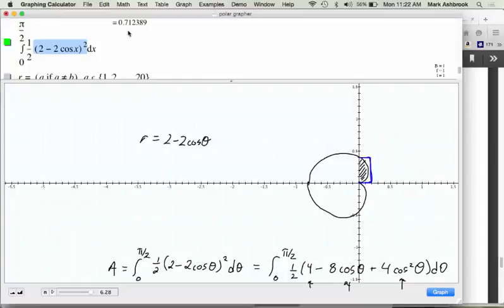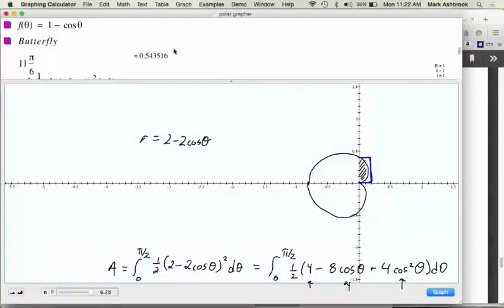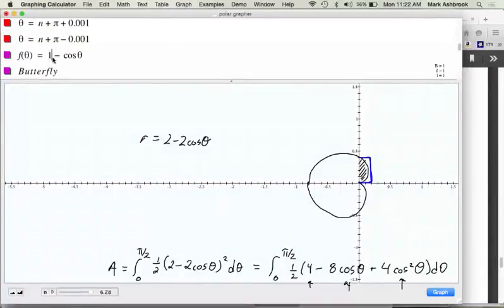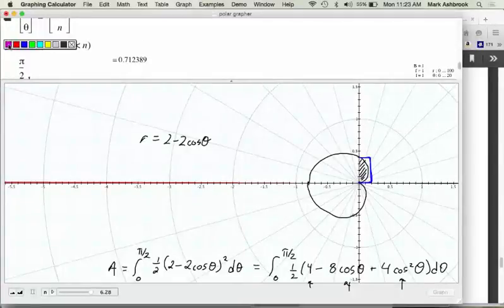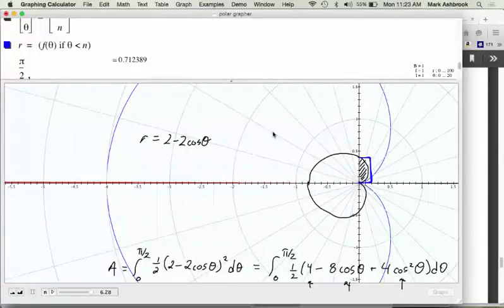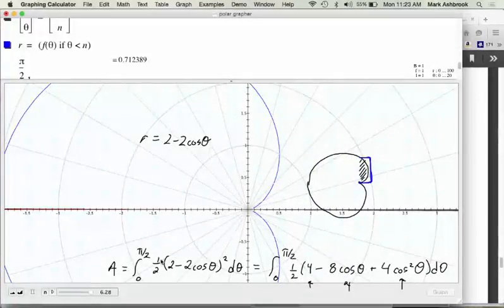Unless, when I drew it, I may have gone out too far, right? So let's graph it. The actual thing may stay a lot closer to the x-axis when you do it. So let's just get a picture of it. The function is 2 minus 2 cosine theta. I want to graph that. Zoom out.